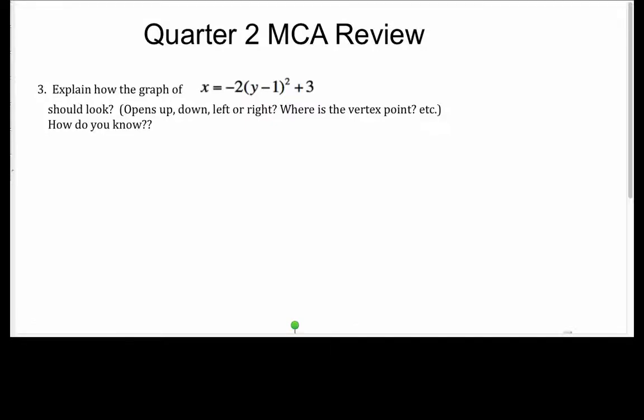All right, so now we're on number 3 of the quarter 2 MCA review. The question asks, explain how the graph x = -2(y - 1)² + 3 should look. Does it open up, down, left, right? What's the vertex point? All that other stuff. And then how would you know?